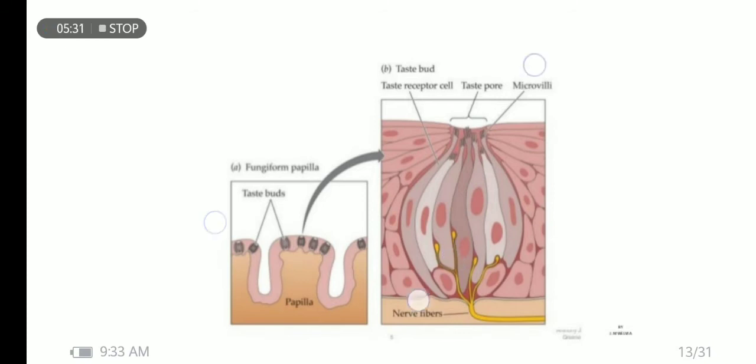Here you can see the taste buds. This is the nerve. These are the taste buds. They receive a signal or stimuli from the food particles, and these are the microvilli. Below the microvilli, these are attached to the nerve fibers, and these nerve fibers carry messages toward the brain. This is the structure of the papillae.